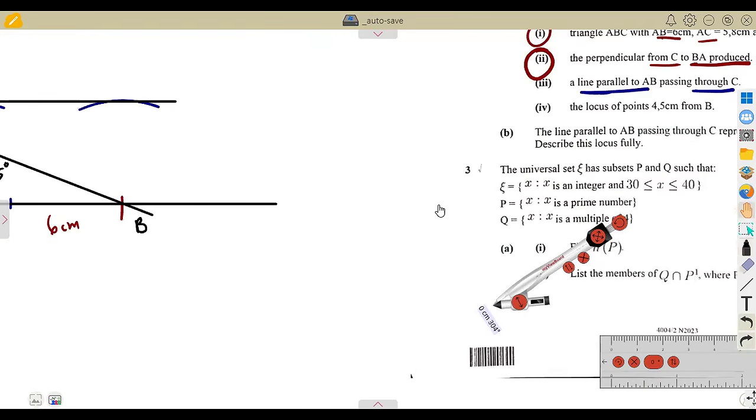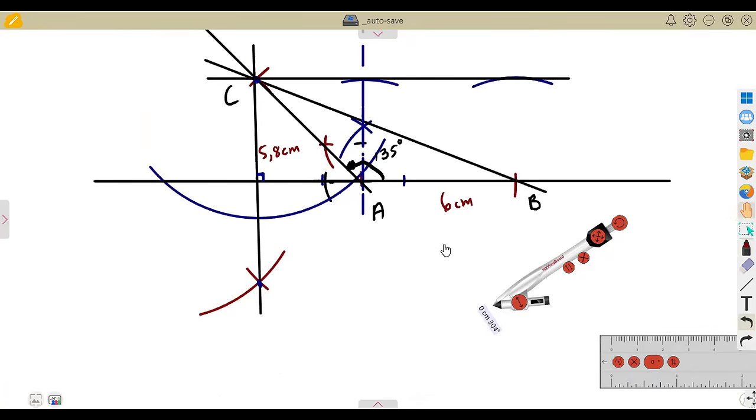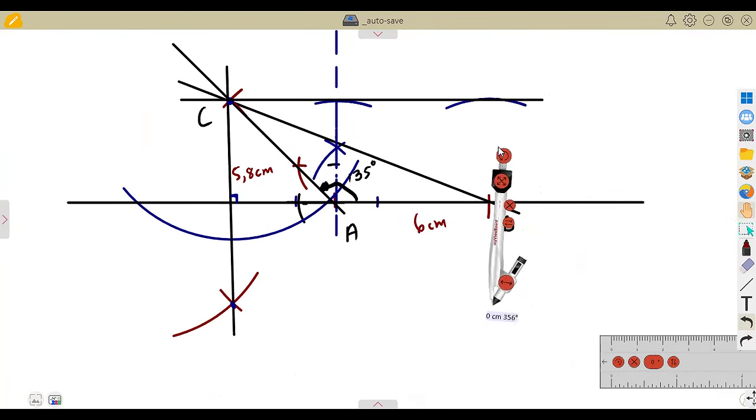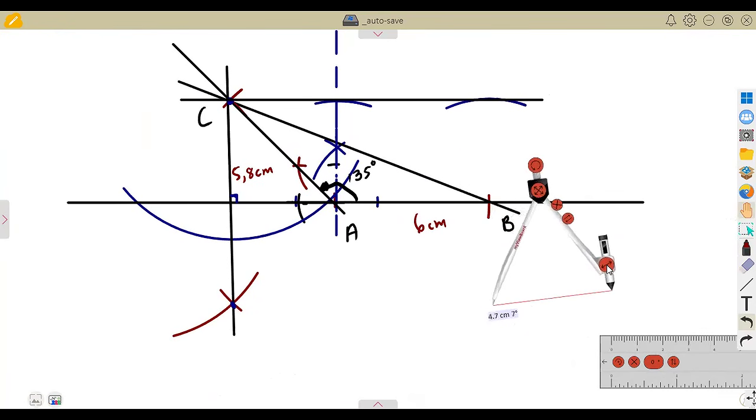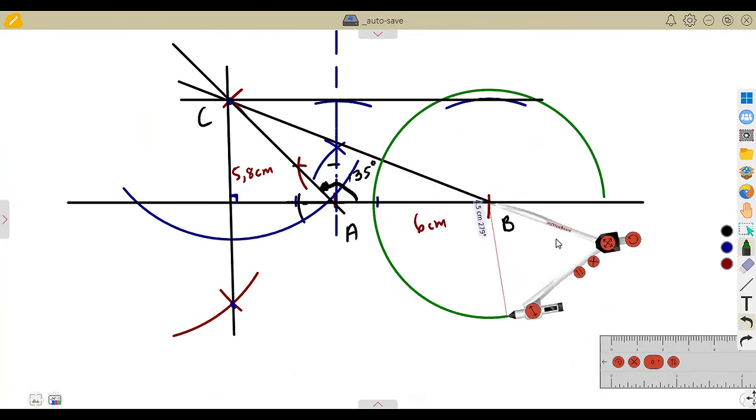All right. Then another part, you were also given the locus of points, this time 4.5 centimeters from B. Remember, the locus of points from a point is a circle. So you measure 4.5 centimeters on your ruler. With the 4.5 centimeters, press the needle point at B, because it's from B. B is a fixed point. So this is 4.5 centimeters. We can draw a circle. So a circle is to be produced by this. This is 4.5 centimeters from B.